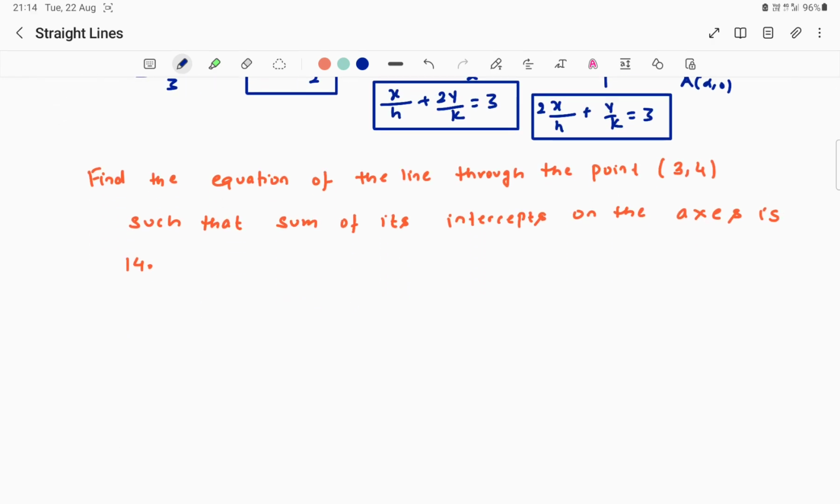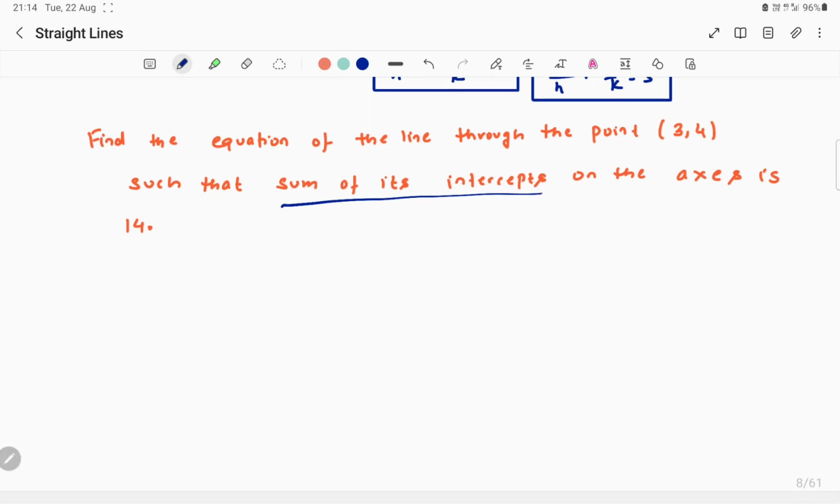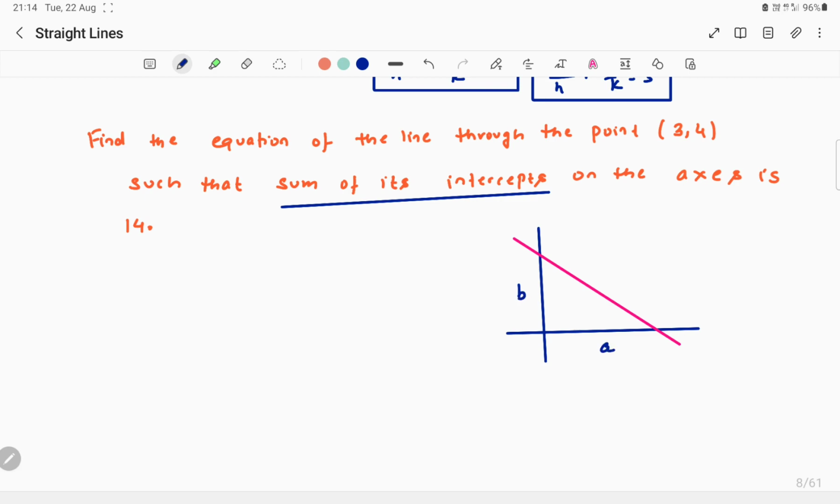Fine. So let's move to one more question. I think this is the last question in this. Find the equation of the line through the point (3, 4) such that the sum of its intercepts on the axes is 14. Sum of its intercepts, okay, means what? We can take a line, we can draw this, and let's say that the x-intercept is a units and the y-intercept is b units. So what they're telling, the sum of its intercepts on the axes is 14, right?